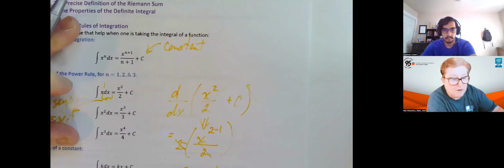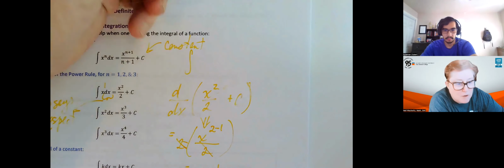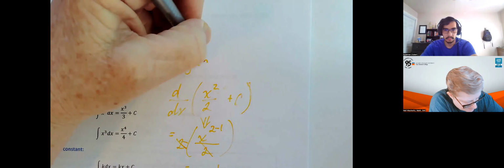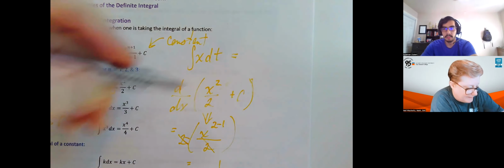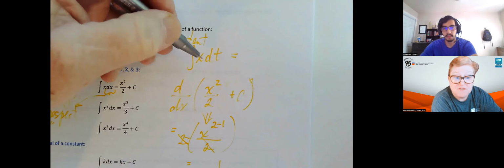Now let's do one quick thing before we continue. What if I have the integral of x dt? What is the variable this time? t. That's right. And in terms of t, x is just some constant. So we would just get x times the variable is t and then plus c. This is treated as a constant.